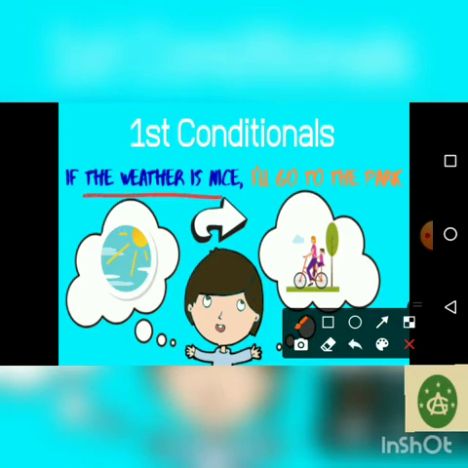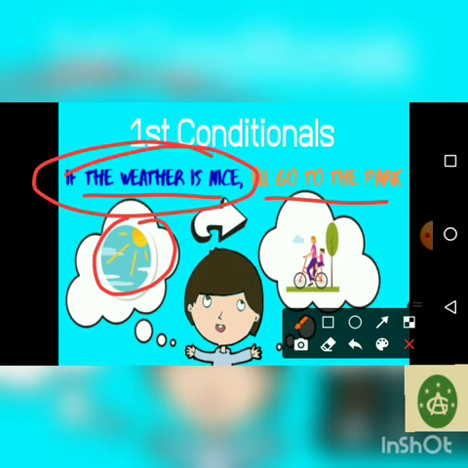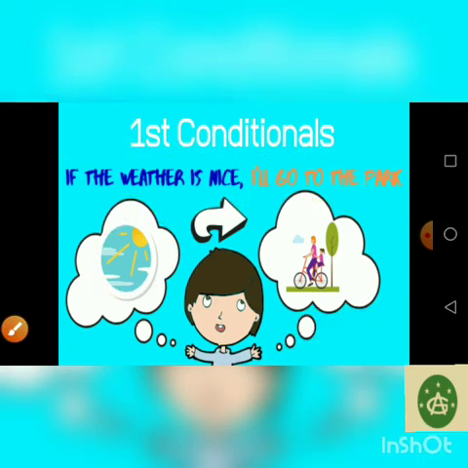If the weather is nice, if it is sunny weather, if the weather is okay, I will go to the park. Two parts, condition with if. If the weather is nice, I will go to the park.